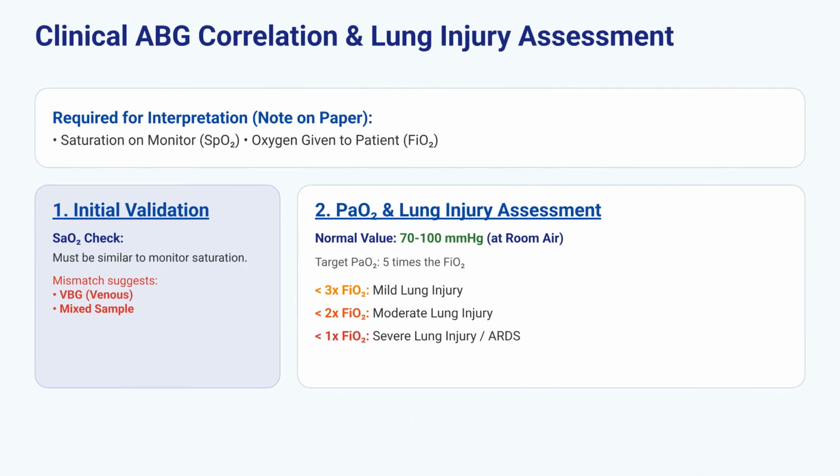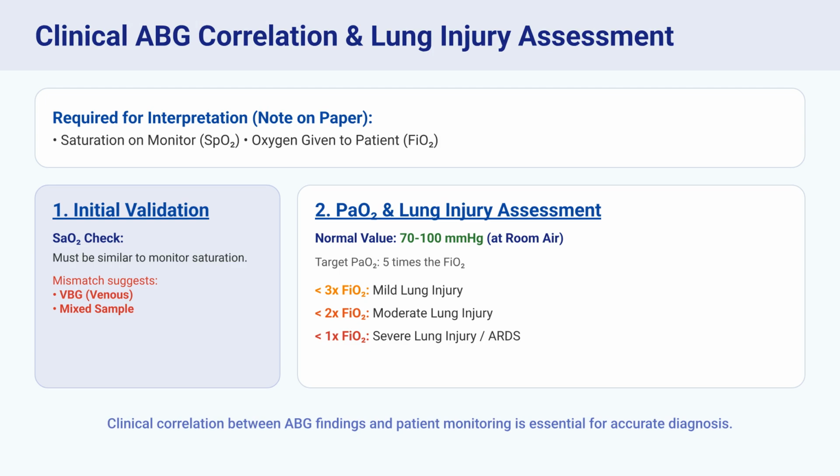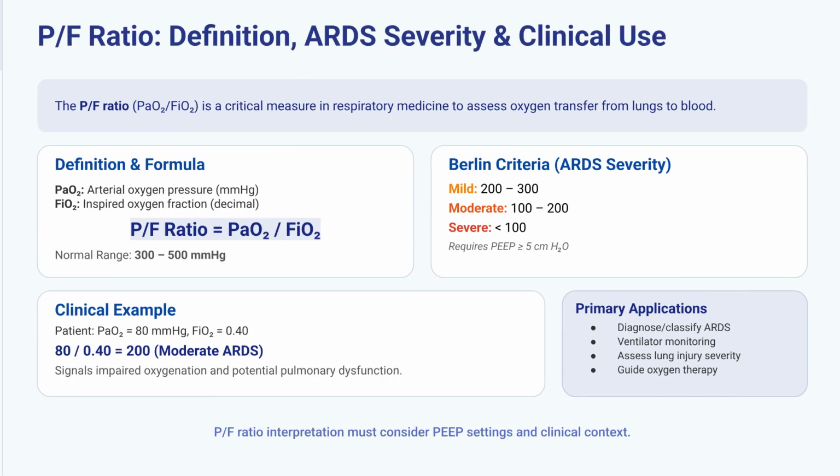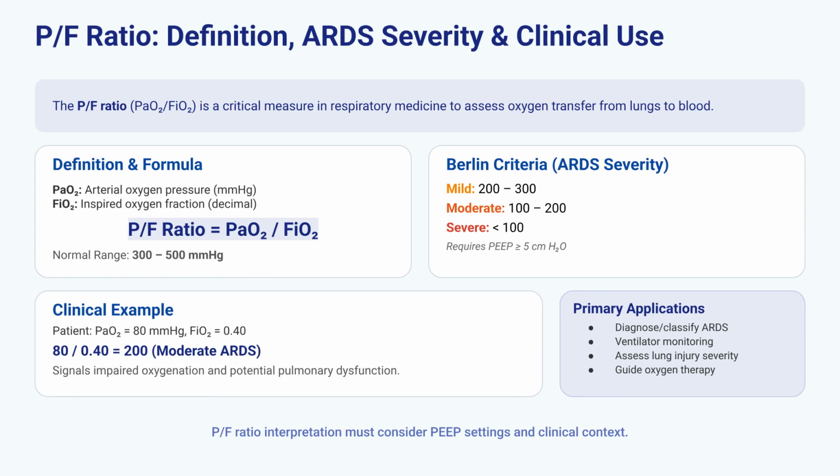For accurate interpretation, we must note the patient's SpO₂ and FiO₂. SaO₂ from the ABG must correlate with the monitor saturation. PaO₂ values help assess lung injury severity, with values below 70 to 100 millimeters of mercury suggesting hypoxemia. The PF ratio, PaO₂ divided by FiO₂, assesses oxygen transfer. It's a critical measure for classifying ARDS severity based on the Berlin criteria. A ratio below 200 suggests moderate ARDS.